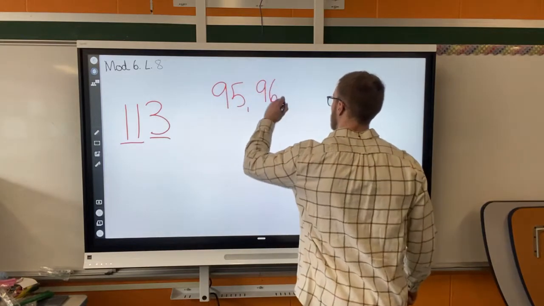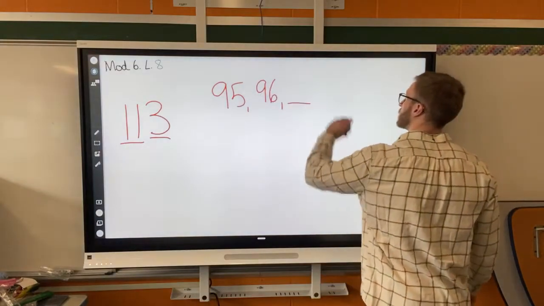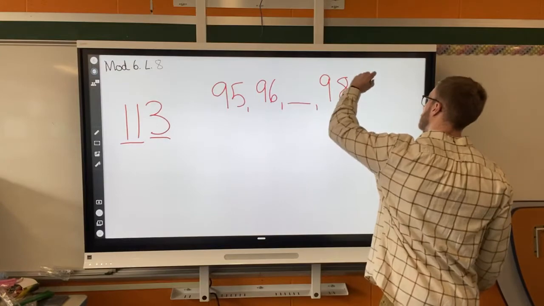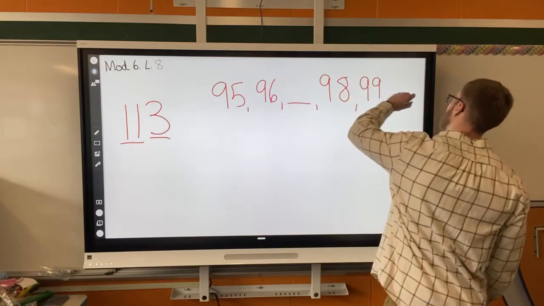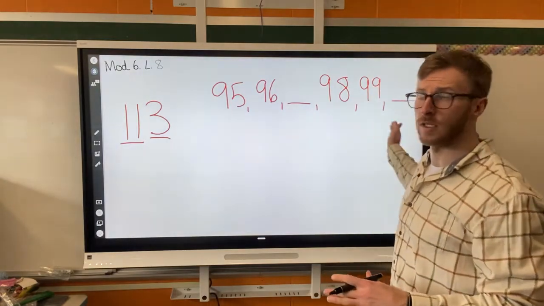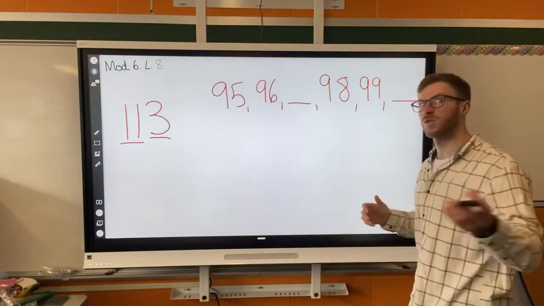96, space, 98, 99, space. Okay, your job would be to fill in these blanks or these spaces. All right, so I'll do this one for you.